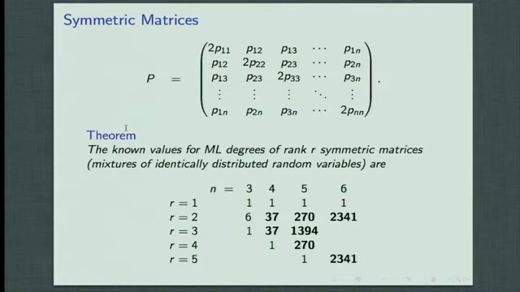Then we can ask the same question. We can look at the ML degree of rank R symmetric matrices. Now for 3 by 3 matrices, we have 1, 6, 1. So 3 by 3 symmetric matrices of rank 2 have ML degree 6. And we see the symmetry along the columns again. This value we didn't get yet. We were not able to get it.